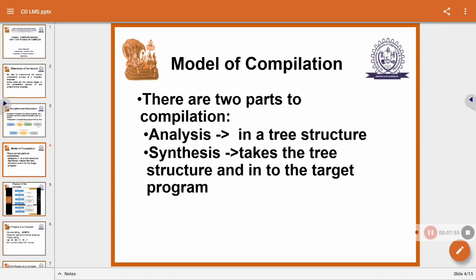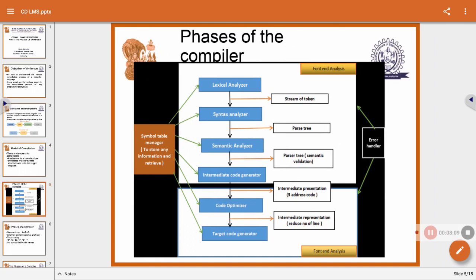And synthesis: from the generated tree structure, it will form the target program. So the model of compilation is divided into two parts, analysis and synthesis. Just now I gave an idea, the same diagram in terms of a picture: symbol table manager, lexical analyzer, syntax analyzer, semantic analyzer, intermediate code generation, code optimizer and target generator, the phases of the compiler. And the compiler is linked with the symbol table and an error table handler. Again, the compiler is divided into two phases, front end and back end.